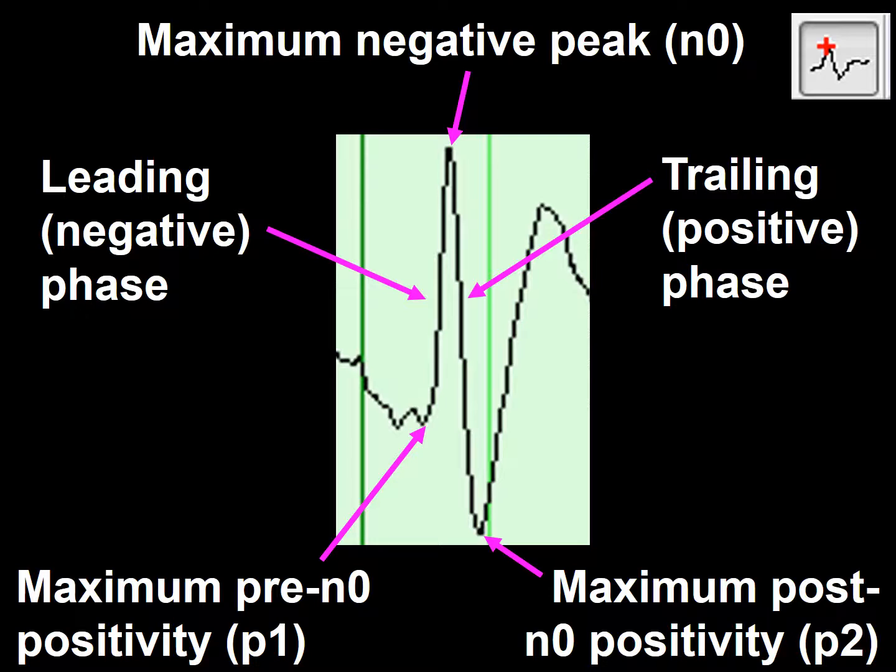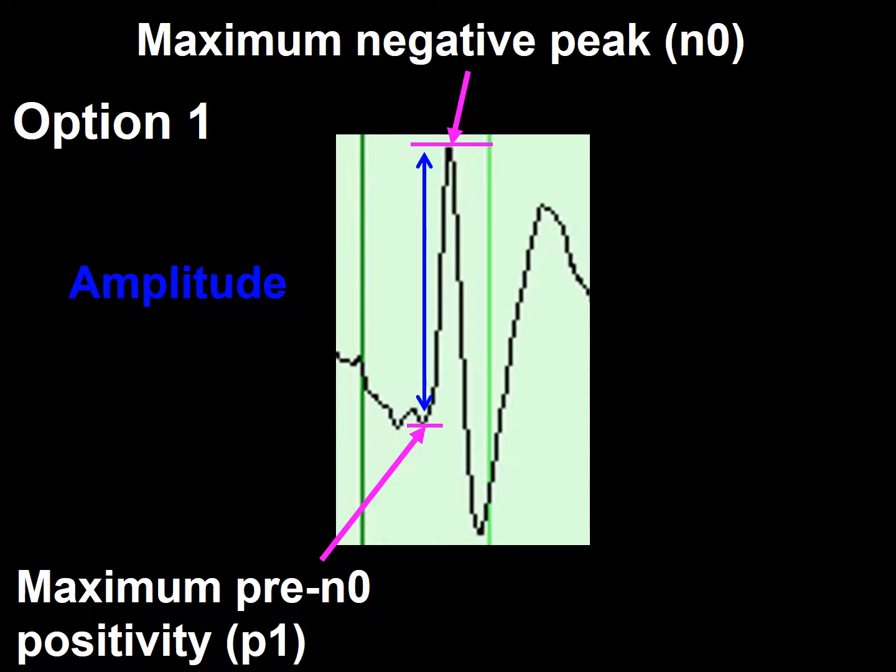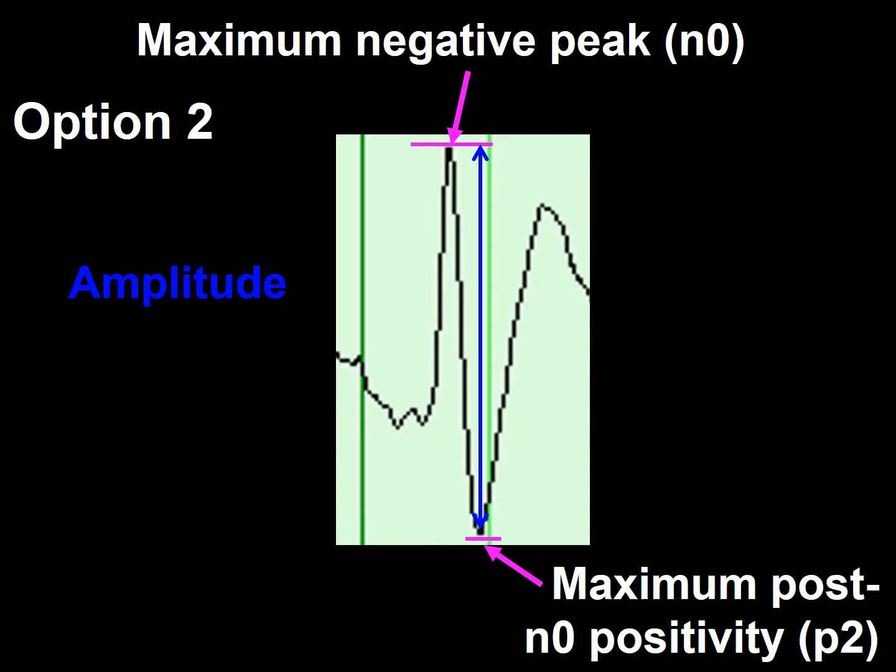On the right upper portion of this frame, I have placed the icon that you would usually find in an EEG machine that will allow you to measure the amplitude and the duration of a wave. One method of measuring amplitude is from the maximal positivity before the maximal negativity to the peak of the negative wave. Another method to gauge amplitude is from the peak of the negative wave to the positive peak of the same wave.